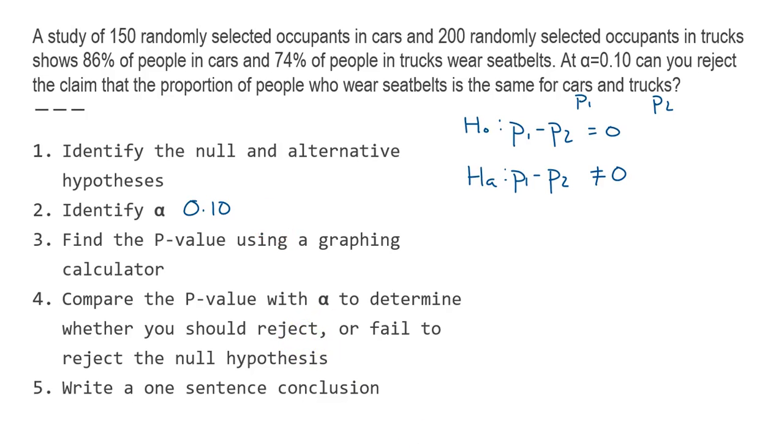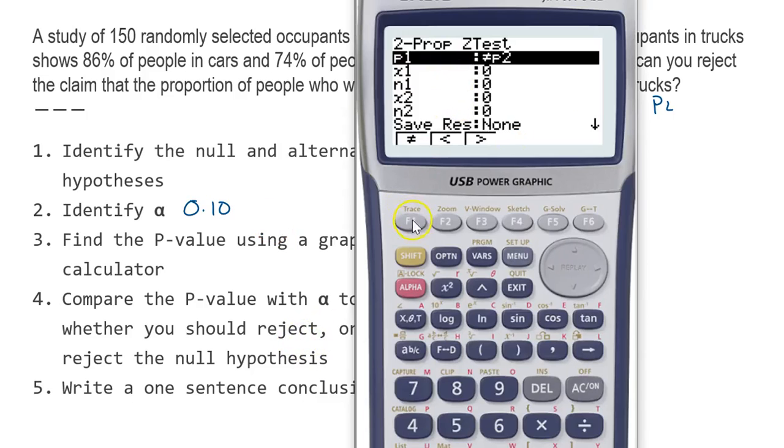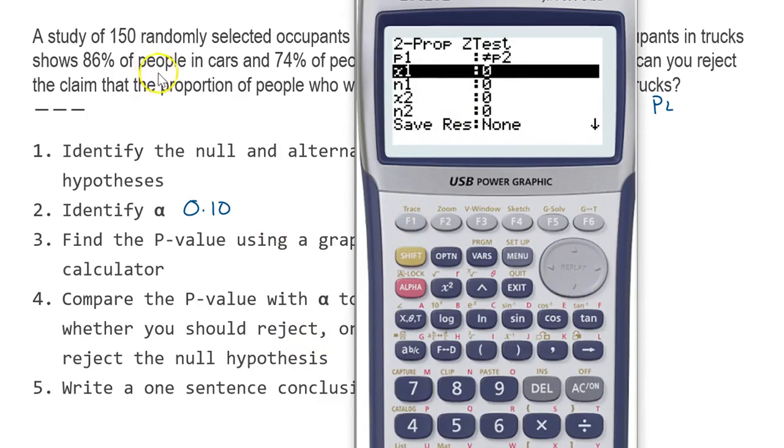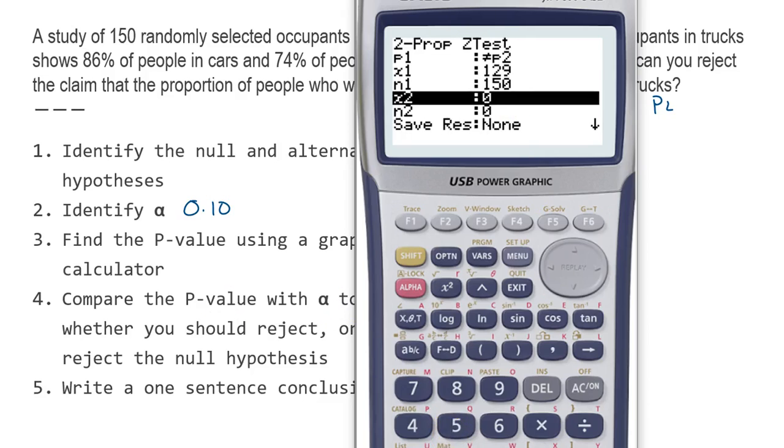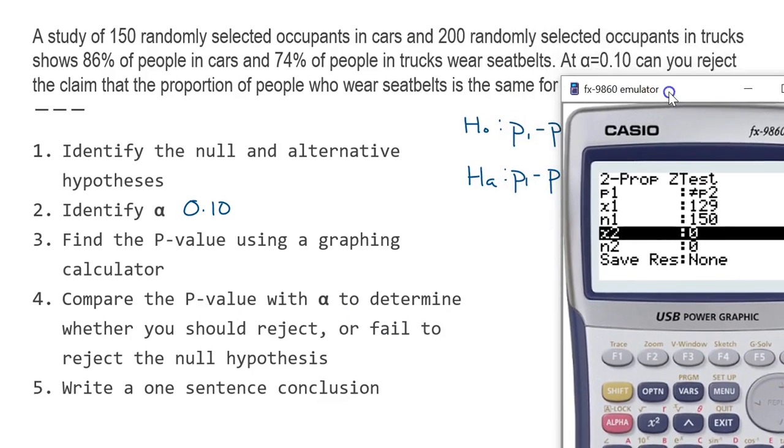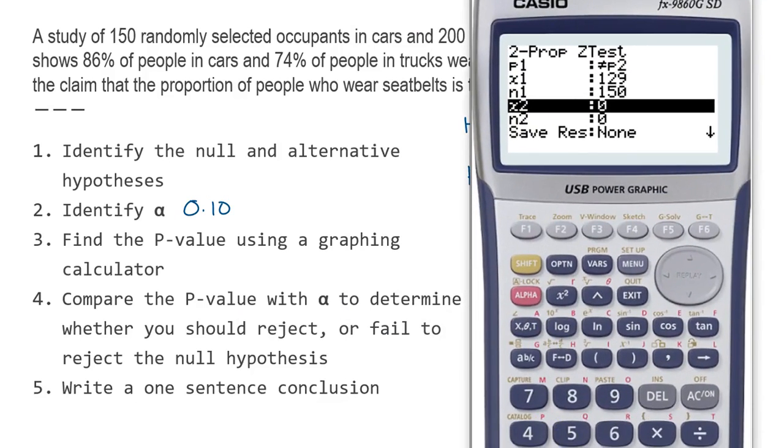So now we get to go to the calculator. We're testing that P1 is not equal to P2. For X1, they said 86% of people, so I'm going to do 0.86 times 150 because that's how many people were in cars. And then my N would be 150. And then for the trucks, it was 74 out of 200. So I'm going to do 0.74 times 200, and then my N would be 200.